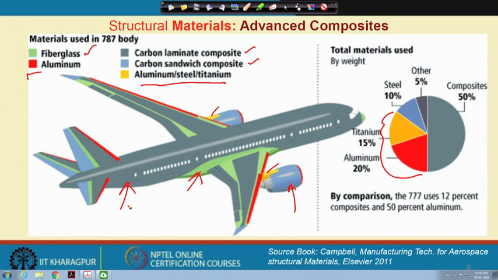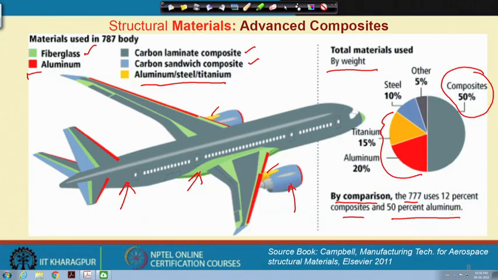So, the total material used for making such a flight by weight, one can look at where the composite structures inside, in terms of weight, almost reach up to 50%. By comparison, the 777 uses 12% composite and 50% aluminum. So, here you see that a lot of development is going on, even though the idea was to use lightweight alloys, these days lightweight alloys and advanced alloys are also replaced by advanced composites.